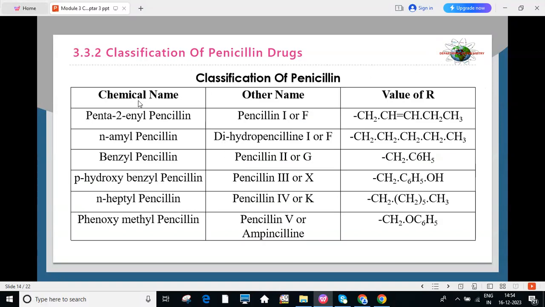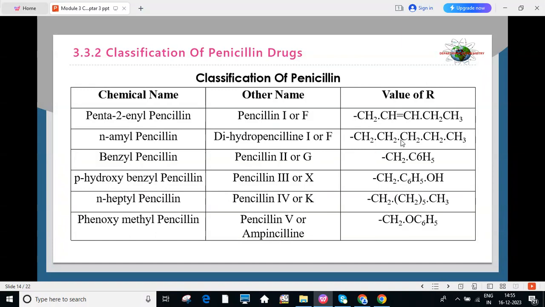Number 1 means pent-2-enyl penicillin, its R value is CH2-CH=CH-CH2-CH3. N-amyl penicillin means dihydropenicillin F. It is also called 1RF, but it doesn't have the double bond between these two carbons.